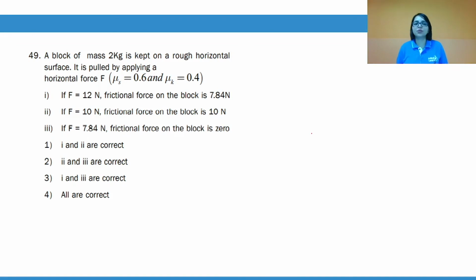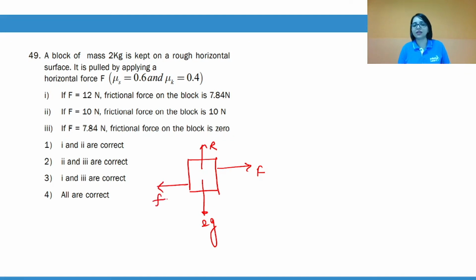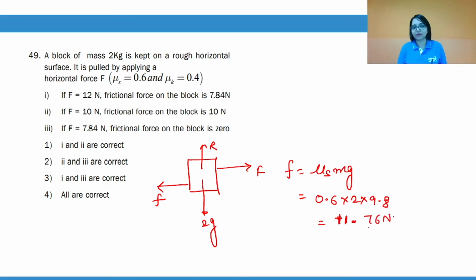A block of mass 2 kg is kept on a rough horizontal surface. It is pulled by horizontal force F. Mu s is given, mu k is given. Let's find the value of limiting friction first. 2g will be downward direction. Normal reaction will be in the upward direction. Let's say this is the force direction, then friction will be in this direction. Limiting friction will be mu s into mg, and that is equals to 0.6 into 2 into 9.8, that is equals to 11.76 Newton, right? 11.76 Newton.